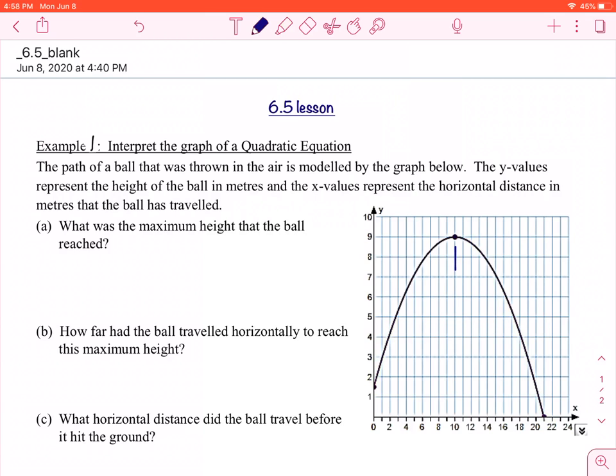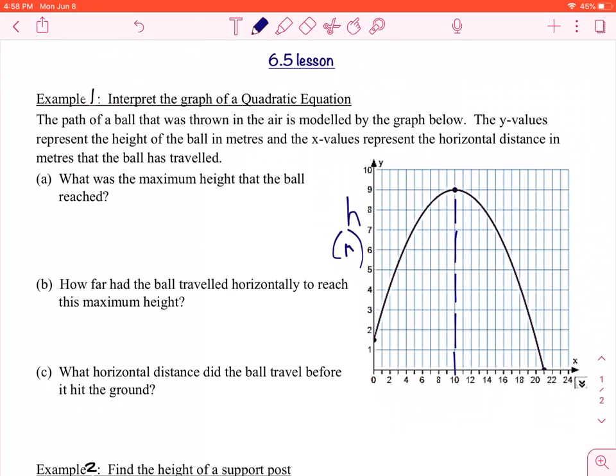So what we're going to do here is consider what this graph states. The y values represent the height in meters that the ball takes, and the x values represent the horizontal distance. Let me just label that for us: horizontal distance in meters.